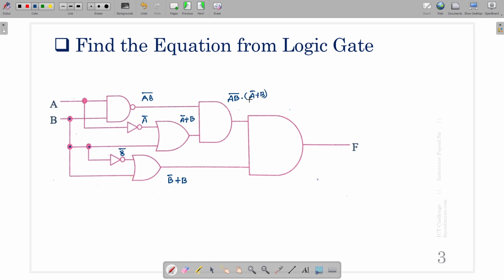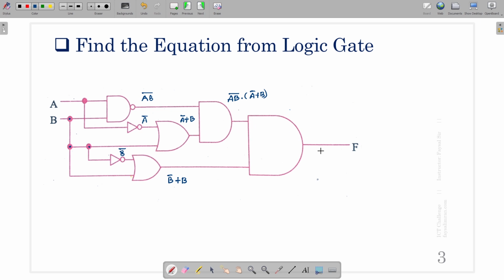Remember one thing, that you have to ensure the parentheses for this equation, because we have two types of operation here. One of them is multiplication, another one is addition, so we have to separate those operations, that's why you have to put parentheses here. So here we get (A plus B) whole bar into (A bar plus B). This is our other input.